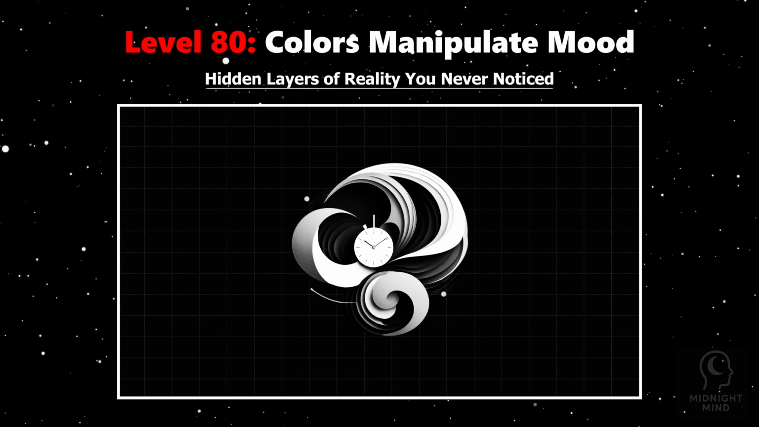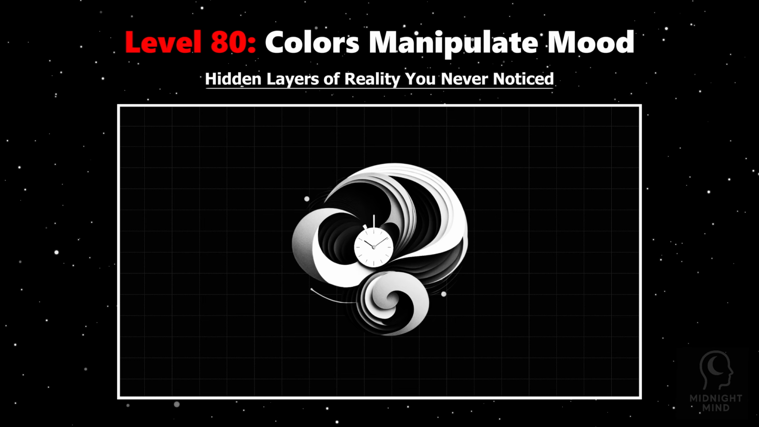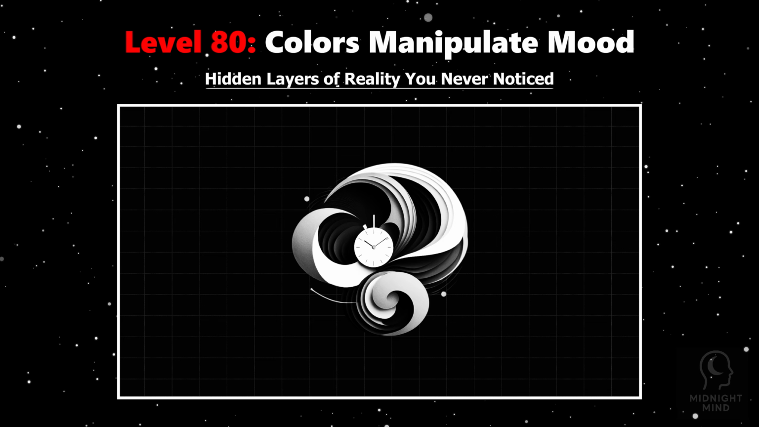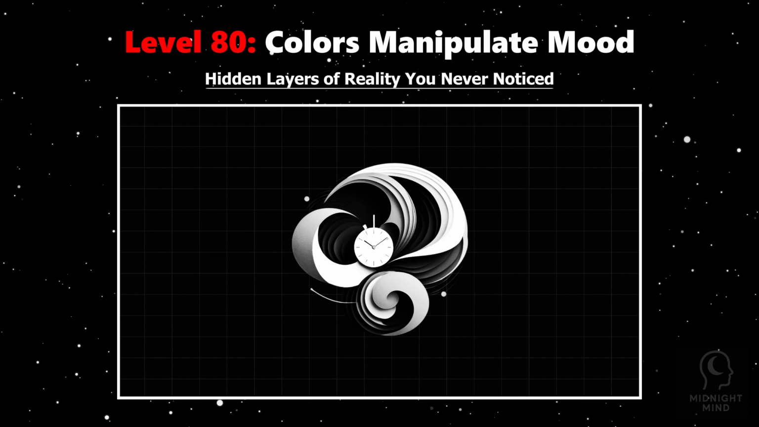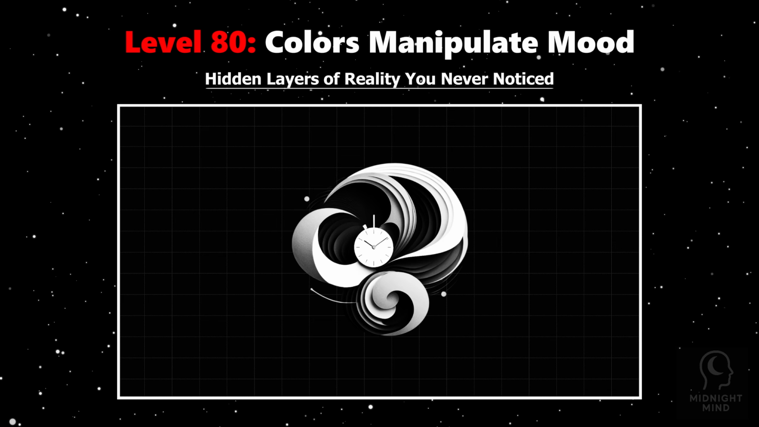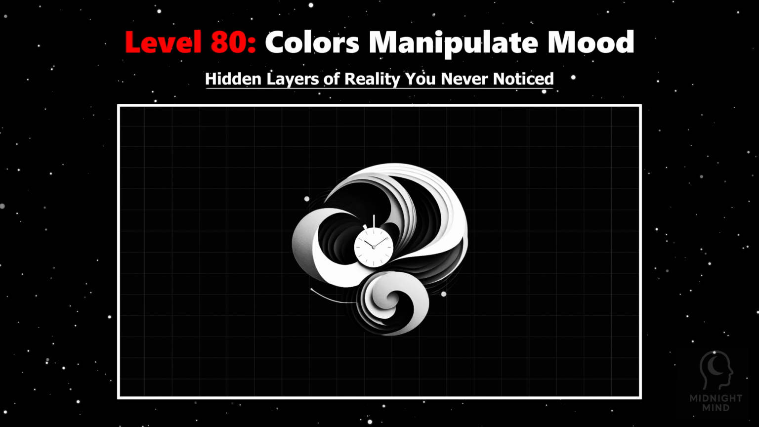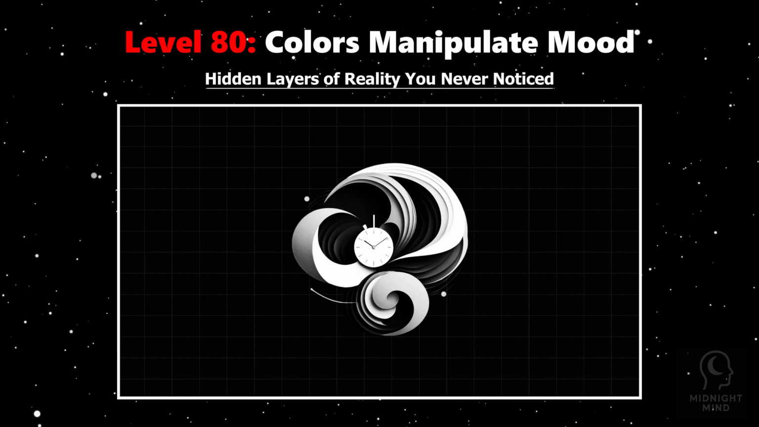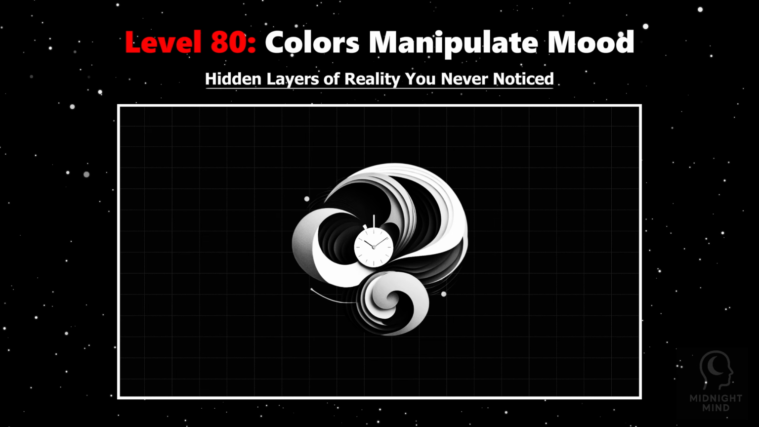Red stimulates the sympathetic nervous system, increasing heart rate and adrenaline, creating a sense of urgency or excitement. This is why red is used in warning signs and fast food branding to grab attention and energize. Blue, on the other hand, activates the parasympathetic system, promoting relaxation and slowing cognitive processes, which can make time feel more expansive. It's the color of calm oceans and clear skies, used in environments designed for focus and tranquility.